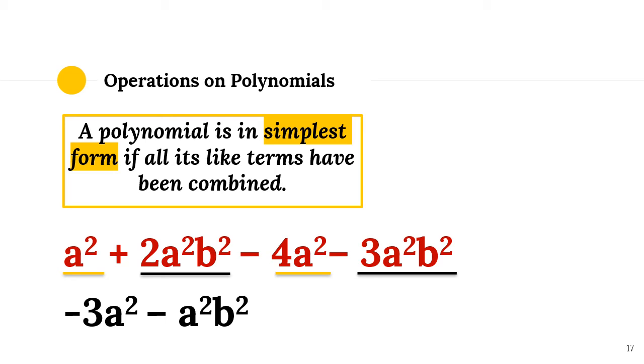So negative 3a squared. The second and the fourth have coefficients 2 and negative 3. 2 minus 3 is negative 1. So it's negative a squared b squared. So this expression is in its simplest form. It cannot be reduced any further into a simpler form because this is the simplest.